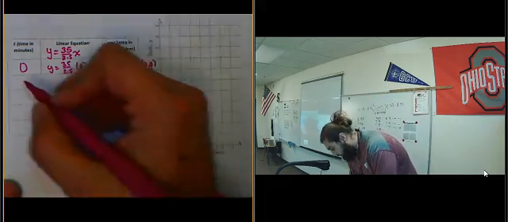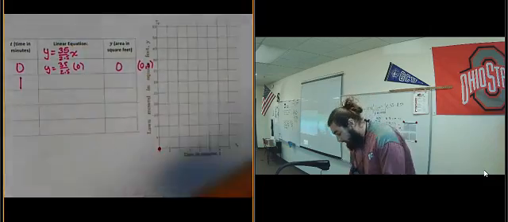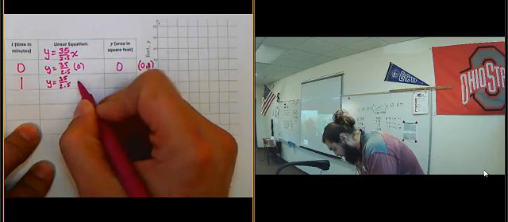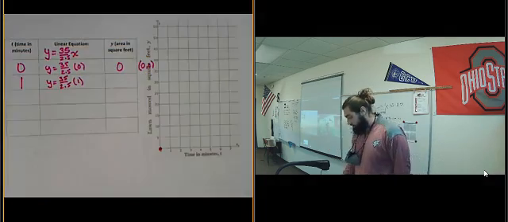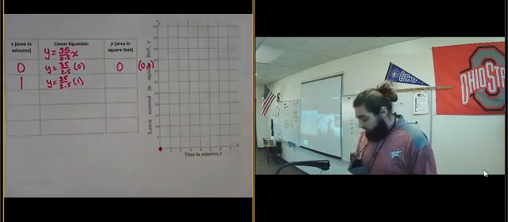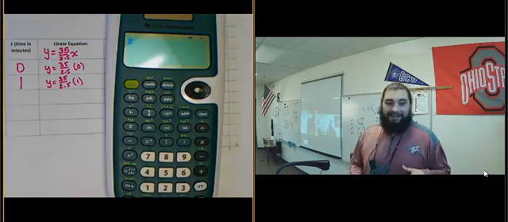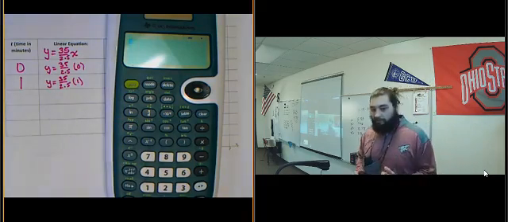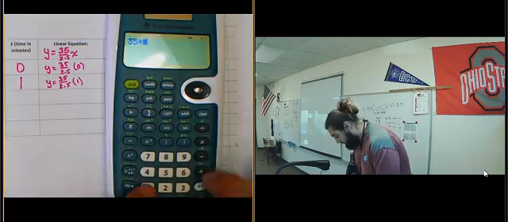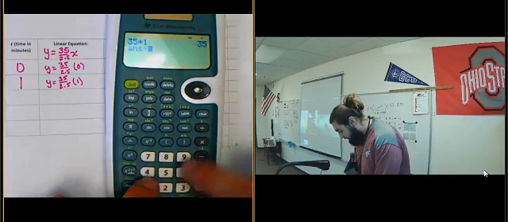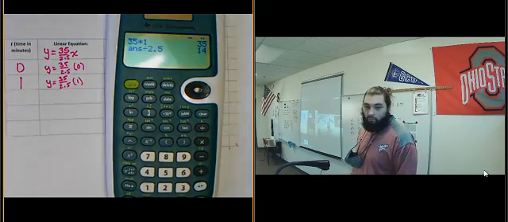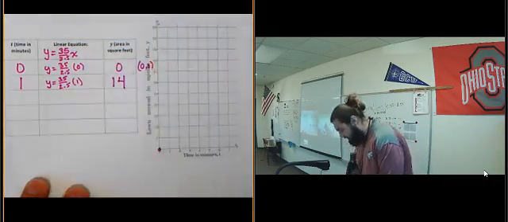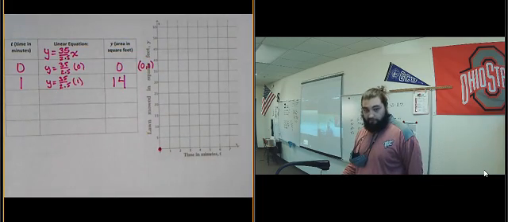The next one, 1. So now we're going to do y equals 35 divided by 2.5 times 1. Because this is a fraction, I'm going to multiply the whole number times our numerator first and then divide it by our denominator. So I'm going to do 35 times 1, which is obviously 35, divided by 2.5, which is 14. So that means in 1 minute, she can mow 14 square feet.